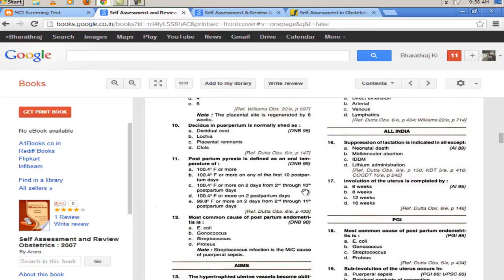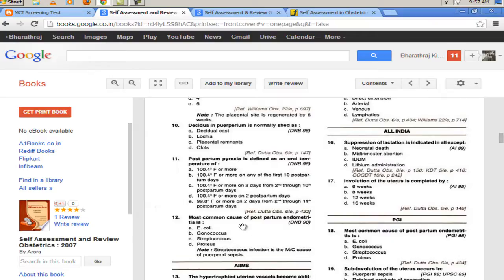By which I mean, a female can have a transient rise in temperature during the first 24 hours. You won't call it puerperal pyrexia. It's only from the second day onwards till the 10th day of postpartum, if a female develops a temperature of 100.4 degrees Fahrenheit or 38 degrees Celsius for two or more days, then you call it puerperal pyrexia.